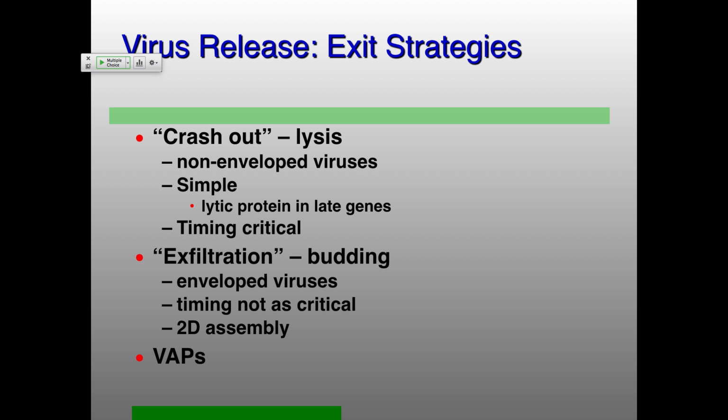But your timing's not critical. You make a virion, it gets to the membrane, it buds off, it's good to go, and you can continue in this process. However, you have to make sure that you have all of the virus envelope proteins in the right place. If you just bud willy-nilly off of the surface of a cell, then often you're not going to have the envelope proteins. And what are those envelope proteins really important for?